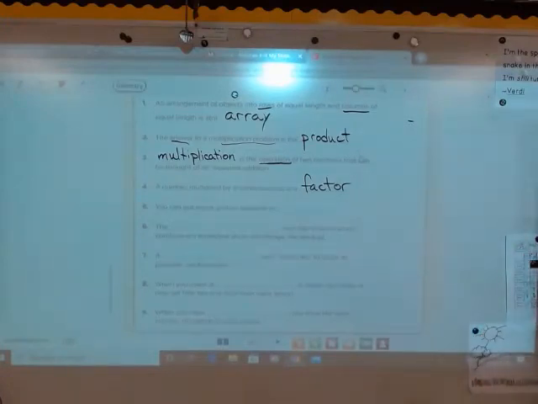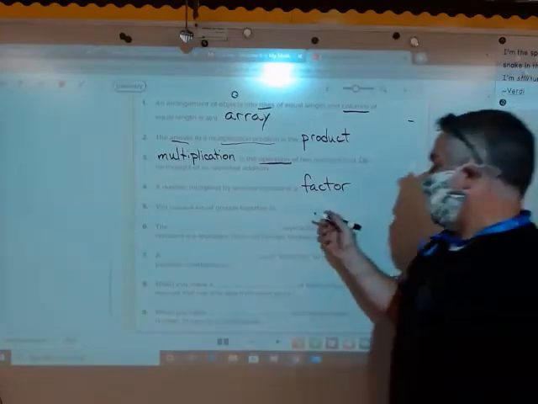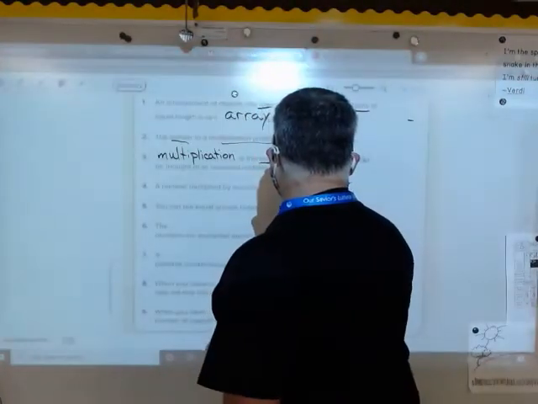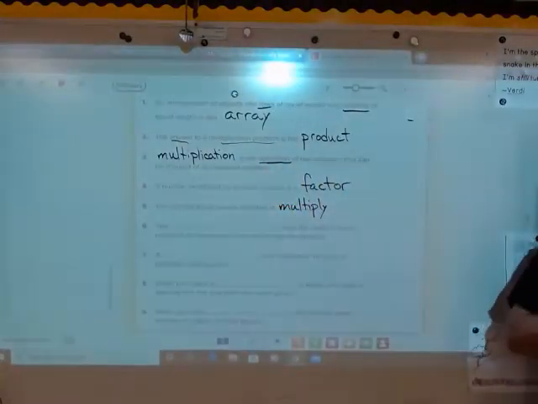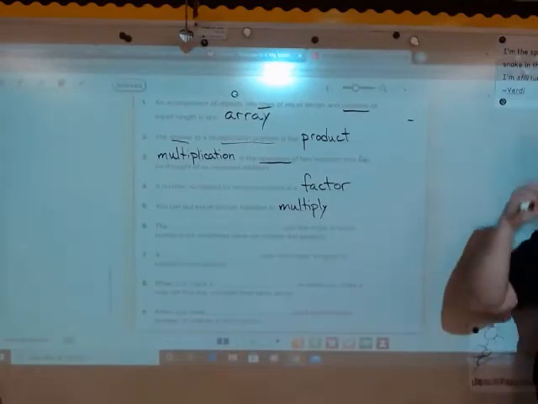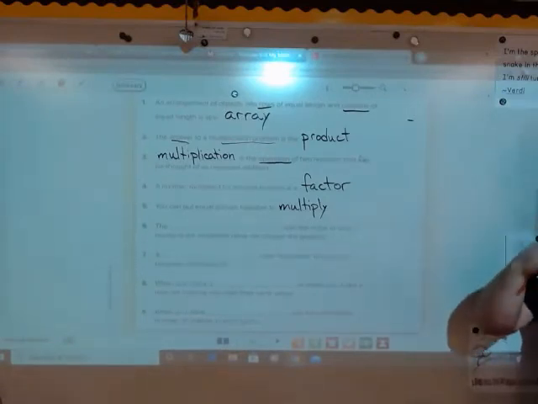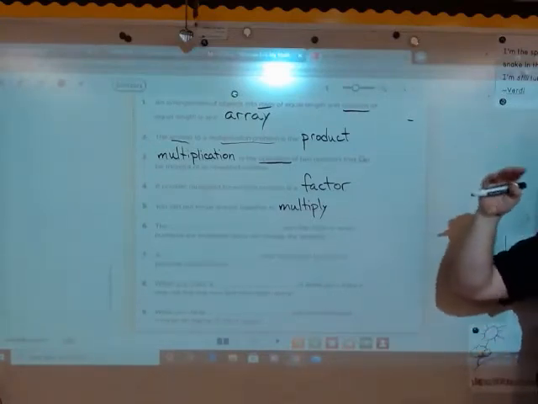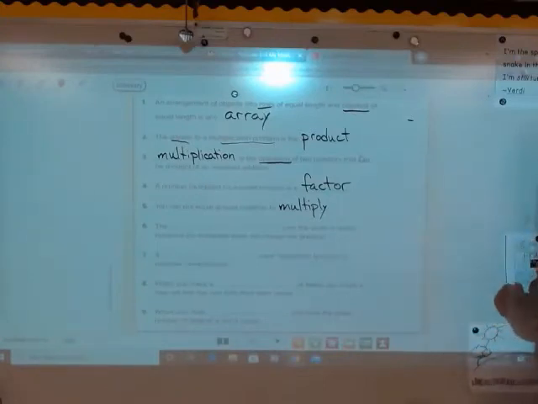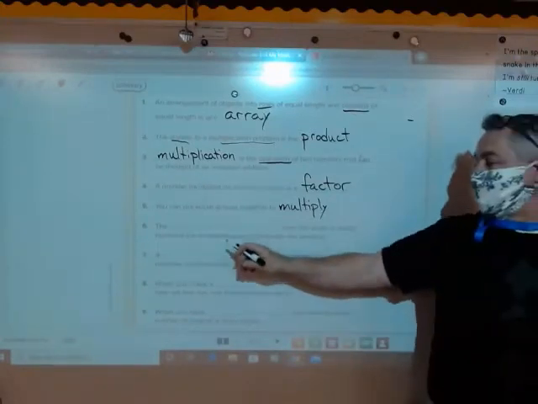Number 5. You can put equal groups together to, Colton, what'd you get? Multiply. When I put equal groups together, I'm really just multiplying. It's kind of like when you count by 3s or 5s. You're putting equal groups, and you just keep putting them together. Okay? 5, 10, 15, 20, 3, 6, 9, 12, 15. Okay? All right, look at the next one.